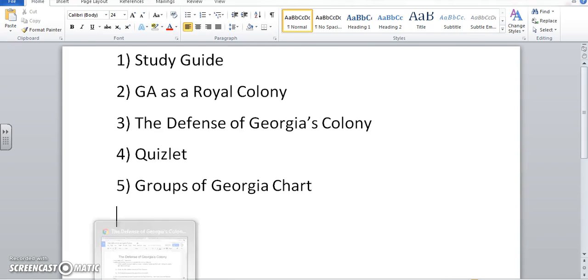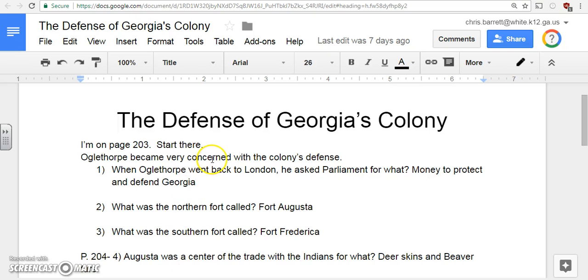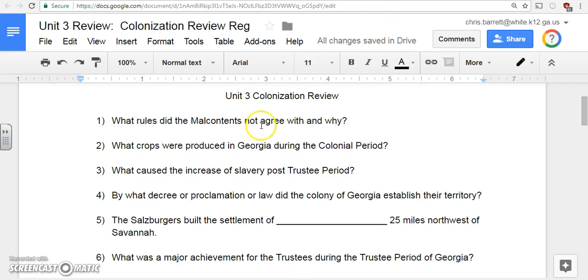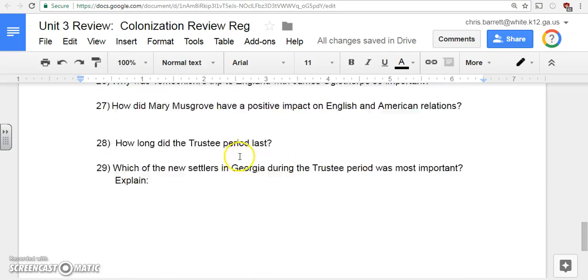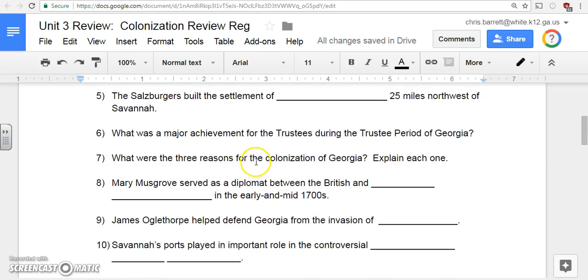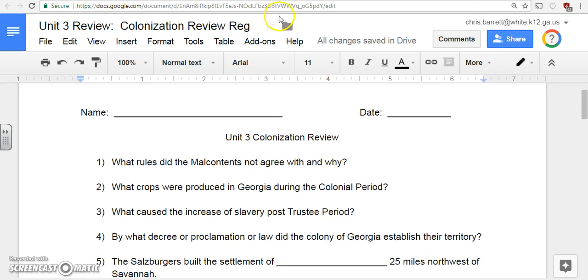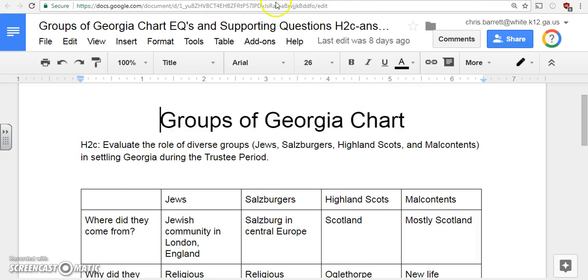So when we look at these things, the first thing that we'll look at is your study guide. When you get done with your study guide, you will be able to answer all of these items on your study guide. Where do we get the information from the study guide? The information from the study guide comes from these things. So the first thing we're going to look at is your groups of Georgia charts.